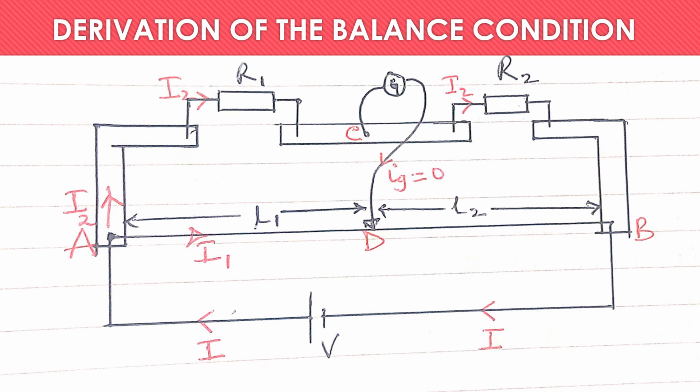So in order to get the balance condition, we notice that the potential difference across R1 is going to be the potential difference from point A up to point D. Now, supposing that this is a uniform resistance wire whose resistance per centimeter is small r, the total resistance from point A to point D is going to be small r times L1. When you multiply that by the current I1, we get the PD from A to D. So that PD is going to be equal to the PD across R1, which is I2 times R1.